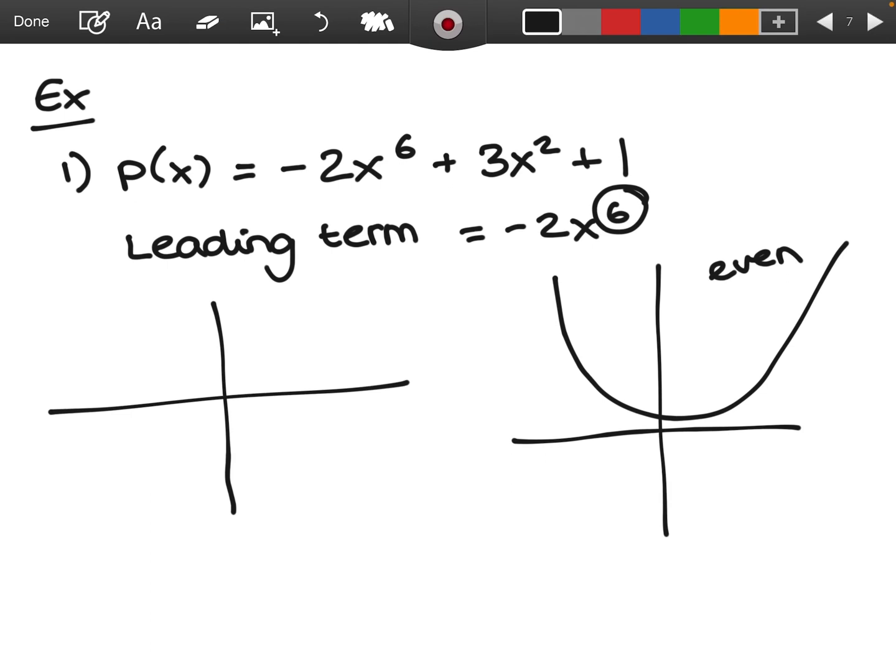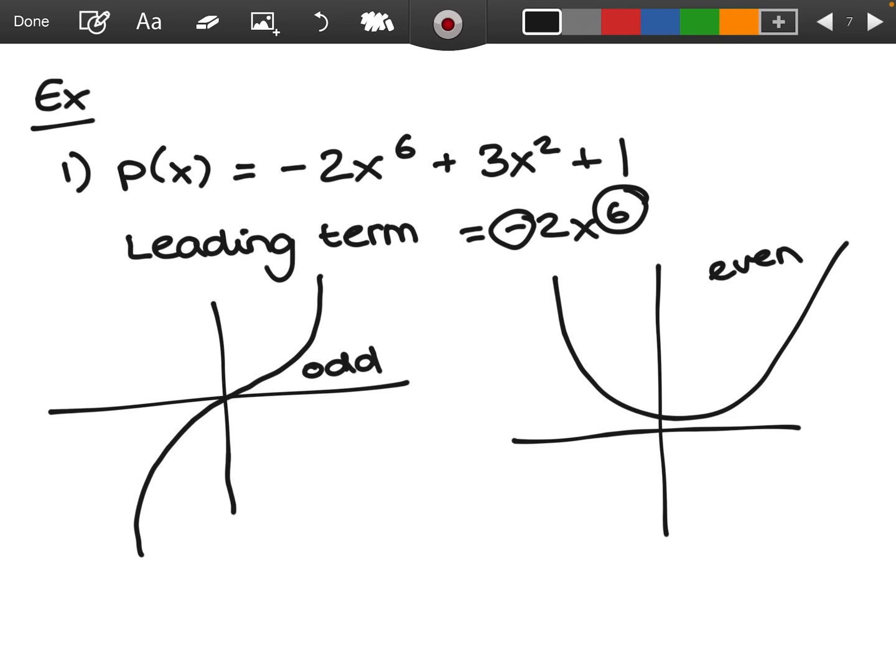If it has an odd power, it's going to act very much like an x cubed graph. Now remember, an x cubed graph went like this. Okay, so even though they're not going to look exactly like the x squared and the x cubed graphs, for odd and even powers of leading terms, they will look roughly like this when your leading term is even power, and like this when your leading term is odd power.